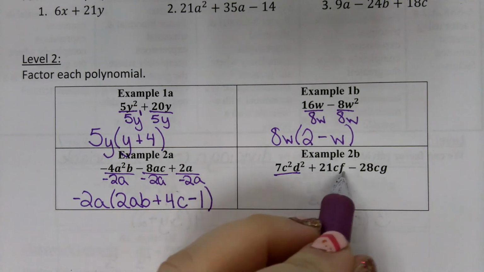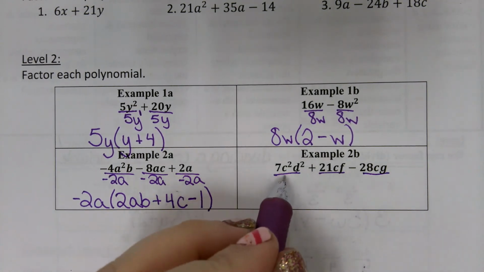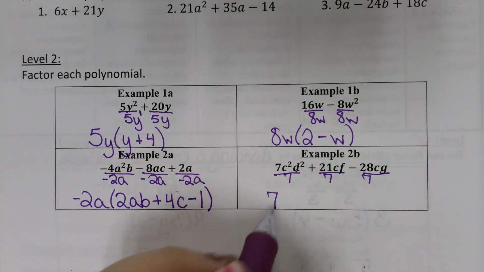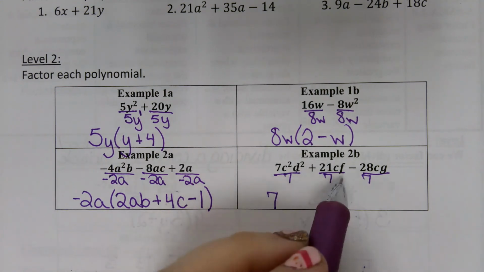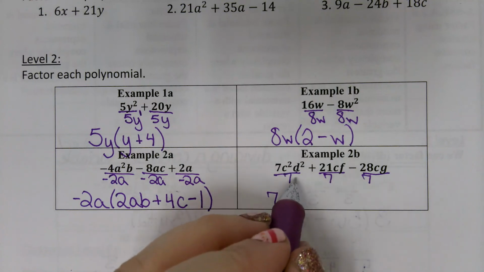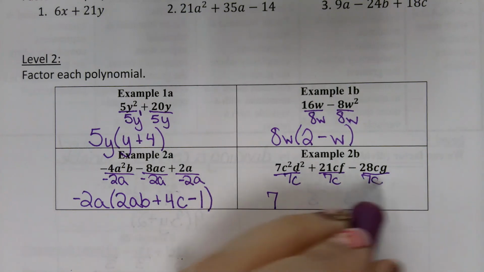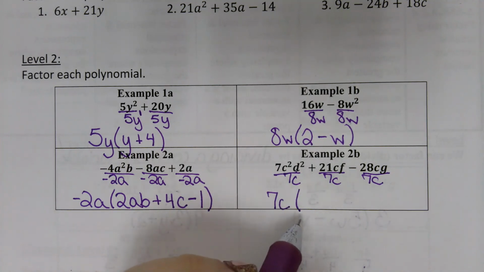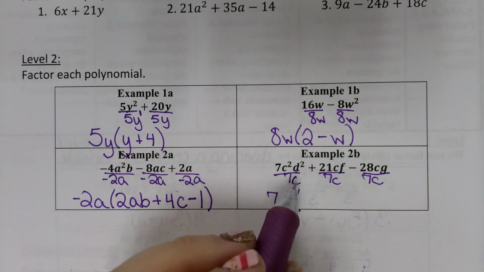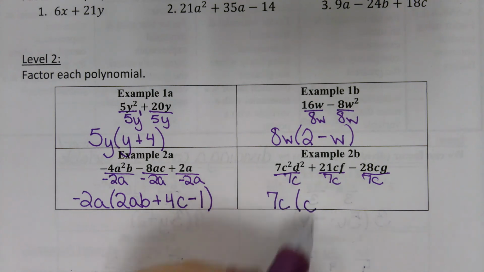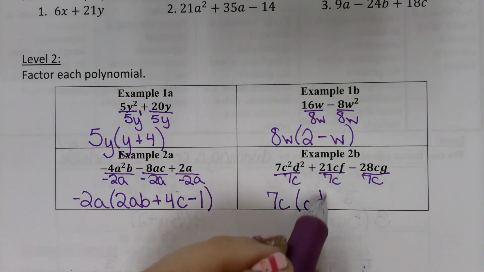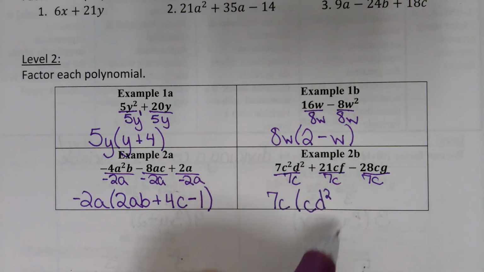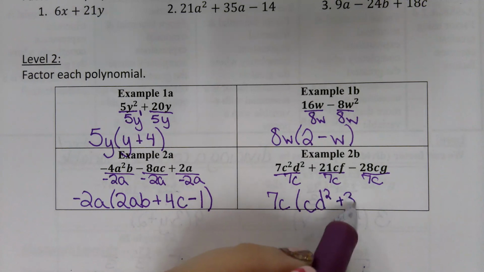What's common in all 3 of these? They all have a 7 that can come out. They also all have C. So 7 divided by 7 is 1. I have 2 C's and I take 1 away, so I have only 1 C left, and D squared remains unchanged. 21 divided by 7 is 3, so plus 3.